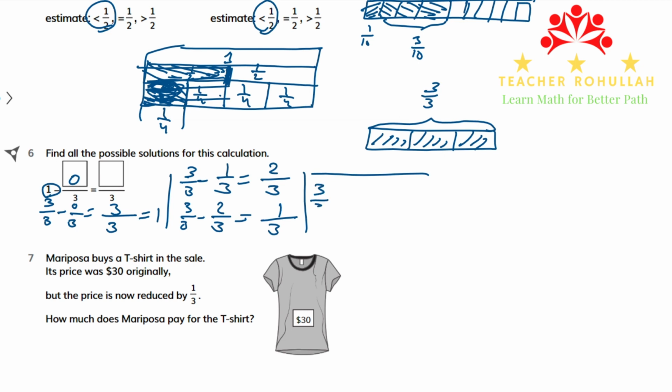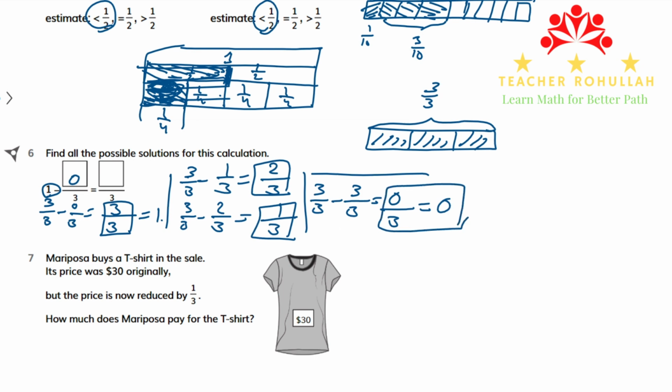We can write 3/3 minus 3/3 gives us 0. Why 0? Because 3 minus 3 is 0. Or we can first write it as 0/3, and 0 divided by 3 is 0. We are done with this question also. All the possible answers that we could find are 3/3 or 1, and the other one is 2/3, the other one is 1/3, and the last one is 0/3 or 0. Well, this question is also solved.